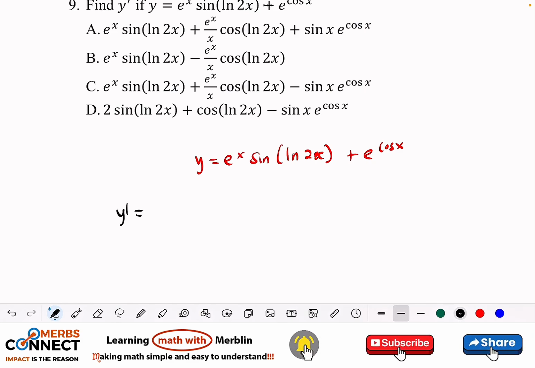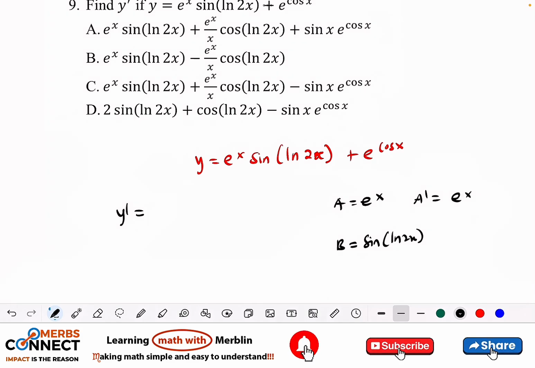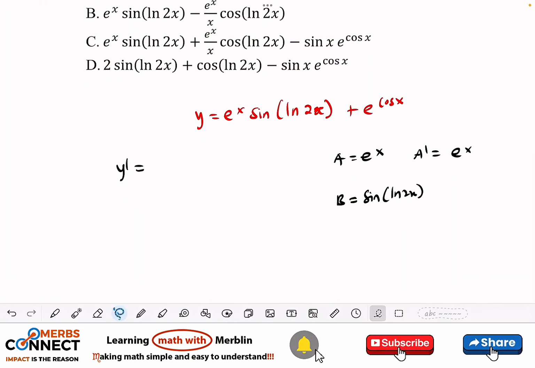So my y prime will be equal to, now I know the product rule, but do I know how to differentiate individual functions? Let me let a be equal to this. What is a prime? When I differentiate e to the power x, I get e to the power x, as we all know. And then let me let b be equal to sine of ln of 2x. Then what will be b prime?